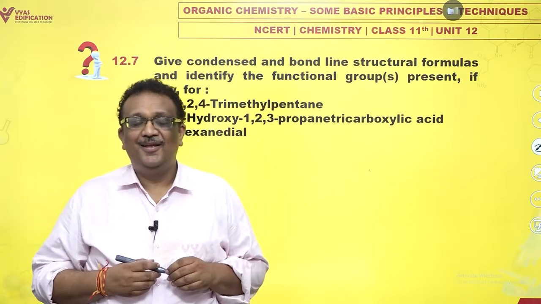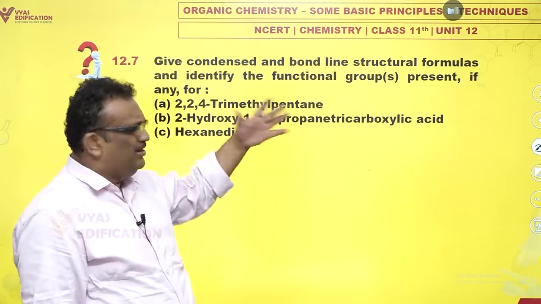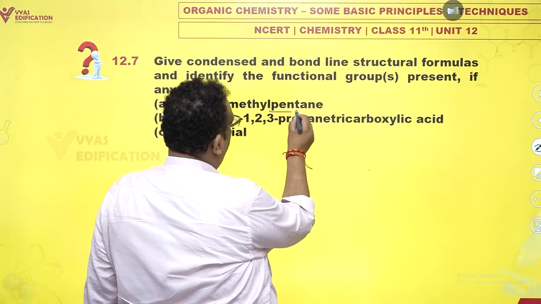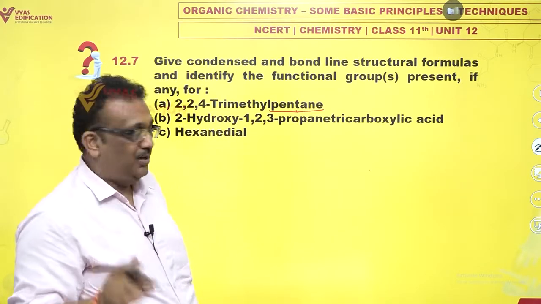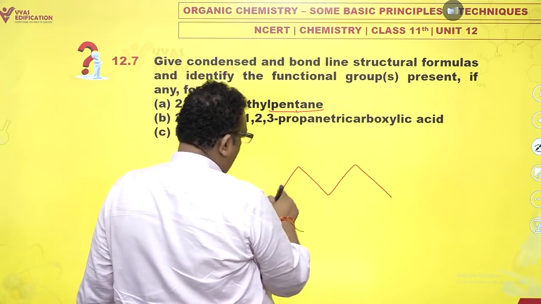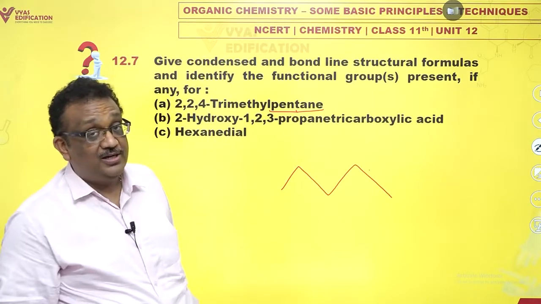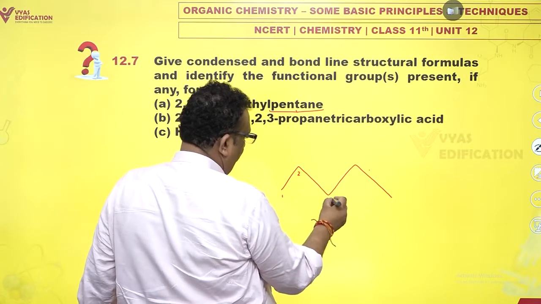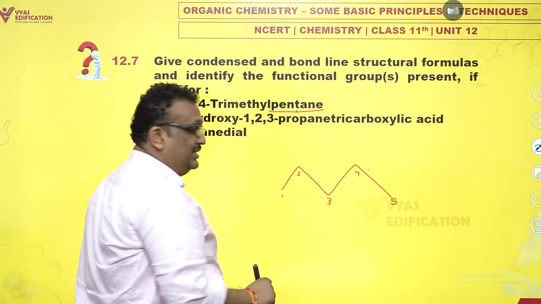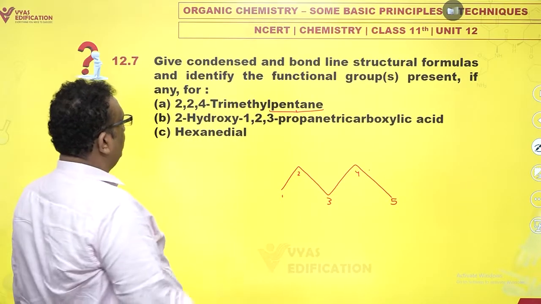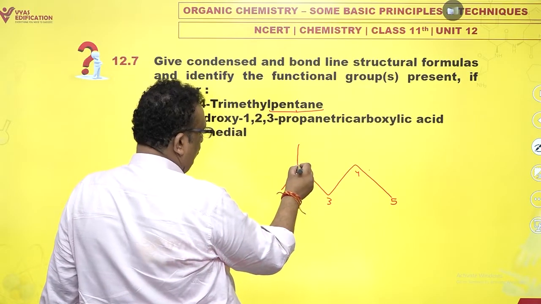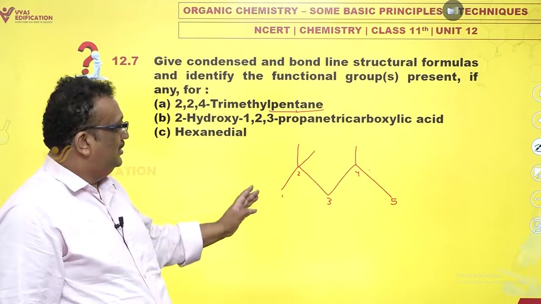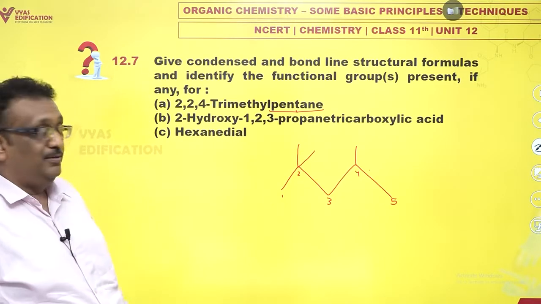2,2,4-trimethyl pentane. Bond line is the simplest. First, we'll start with the word root, pent or ane. So, we need 5 carbons: 1, 2, 3, 4, 5. Every corner is a carbon. That is the concept of bond line. For your convenience, I have numbered this. Otherwise, numbering is not necessary. 2, 2, 4. So, you have 2 methyl groups and 1 methyl here. This is the bond line notation for 2,2,4-trimethyl pentane.